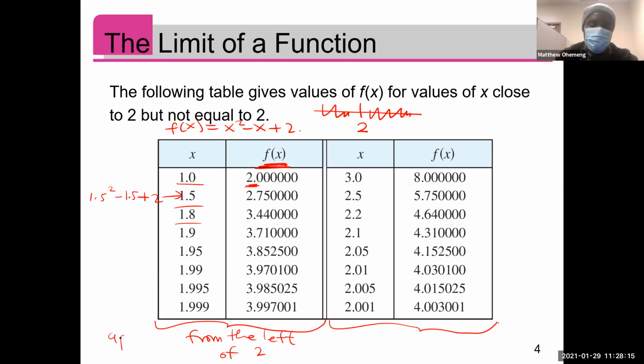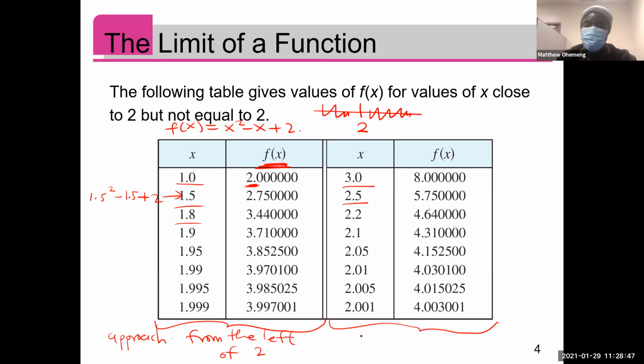Let me say approaching, yeah, or approach from the left of 2. Now, we can also take numbers bigger than 2 and check that also. So you try 3, that's giving us 8. Try 2.5, that's giving us 5.75, 2.2, 4.6, and so on. Getting closer and closer to 2, right? 2 is here, getting closer, closer, right? So the closest they picked was 2.0001, and that was giving us a function value of 4.003001.